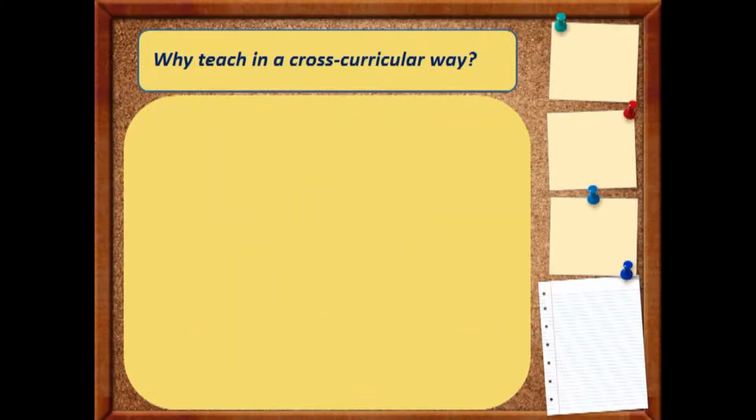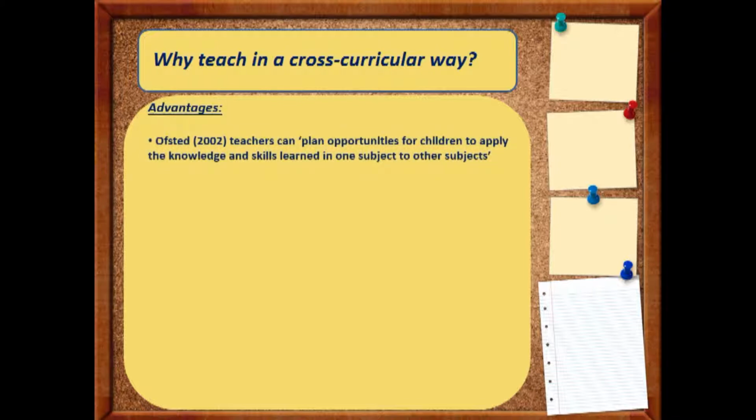So why use a cross-curricular approach? Ofsted 2002 argue it allows opportunities for children to apply knowledge and skills learned in one subject to others as a means of consolidation and application of knowledge.